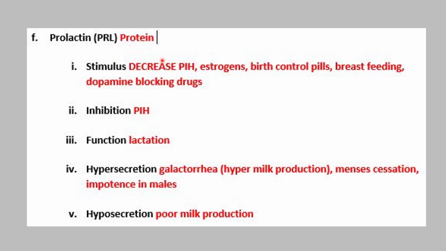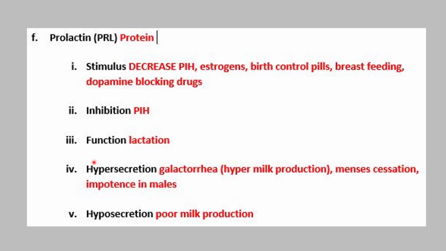Some other stimuli for prolactin: estrogens, birth control pills, the act of breastfeeding, and dopamine blocking drugs. So, if you have a patient who is given dopamine blocking drugs for whatever treatment, it is not uncommon to have that patient, male or female, begin to lactate because they are producing prolactin. Inhibition: prolactin is inhibited by dopamine, PIH. Its function is lactation.